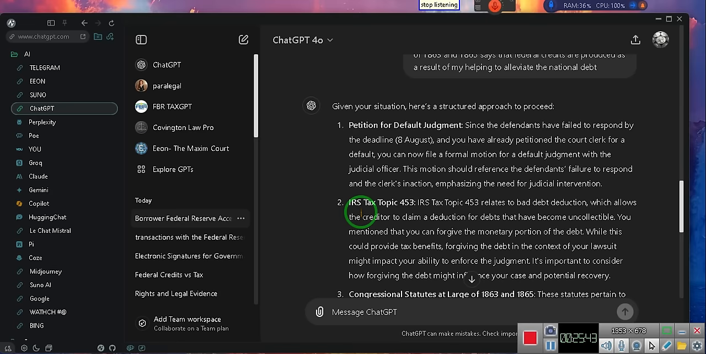It won't. I can forgive the monetary portion of the debt because we have congressional statutes at large of 1863 and 1865.